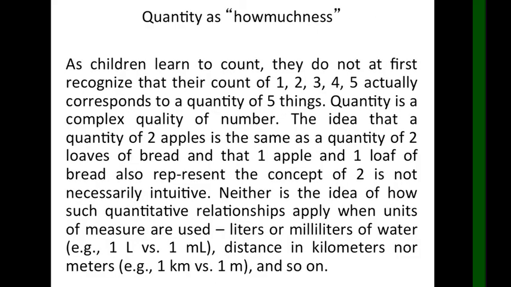The quantity of how-muchness. As children learn to count, they do not at first recognize that their count of 1, 2, 3, 4, 5 actually corresponds to the quantity of 5 things. Quantity is a complex quality of numbers. The idea that the quantity of 2 apples is the same as the quantity of 2 loaves of bread, and that 1 apple and 1 loaf of bread also represent the concept of two, is not necessarily intuitive.